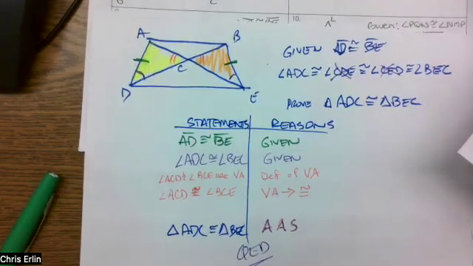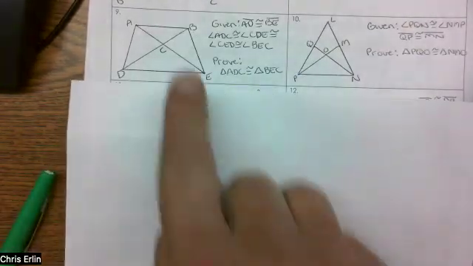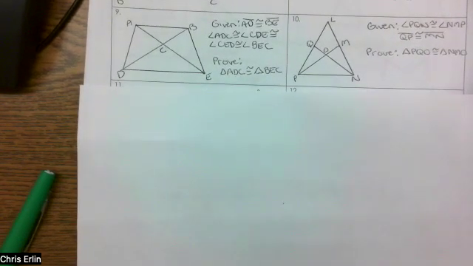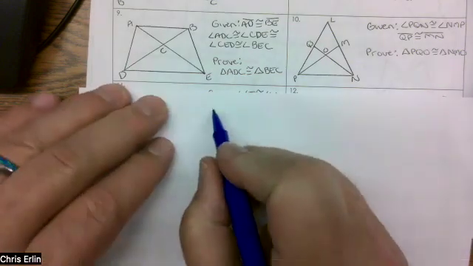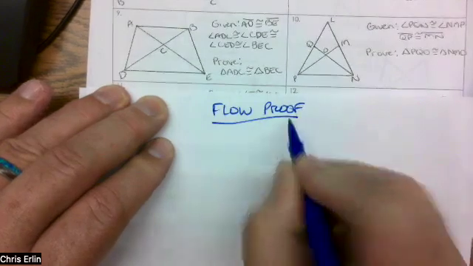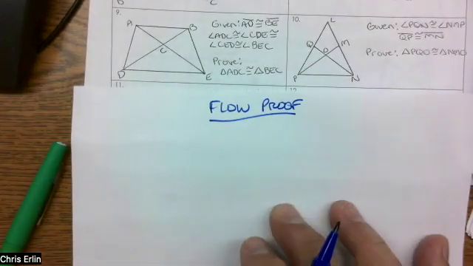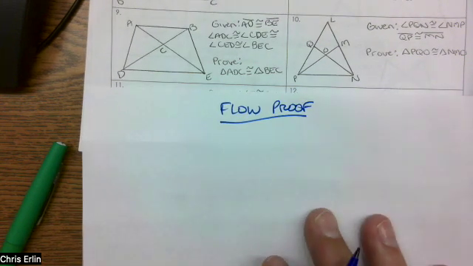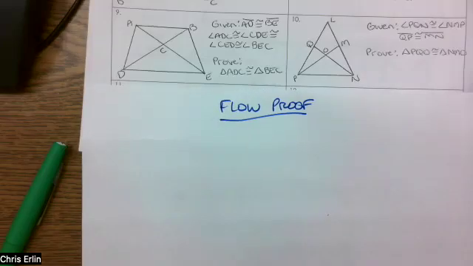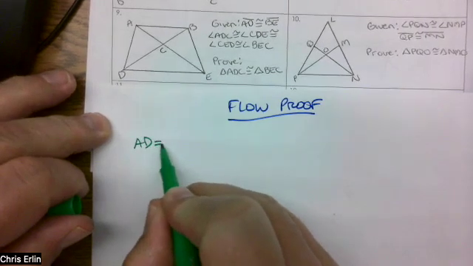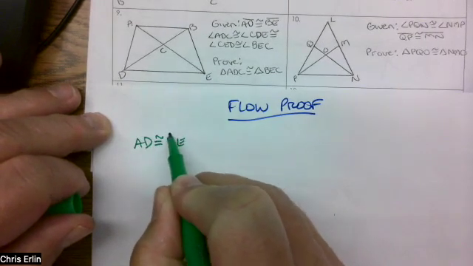So let's take a look at what a flow proof might look like. And for this, I'm just going to use the picture we've already drawn because we just went through that whole process. You can do the same. So for a flow proof, it's the exact same information, but it's written in a more graphically presented format that gives you more information about what leads to what. So I'm going to start with the same information, a given. I'm going to say AD is congruent to BE.